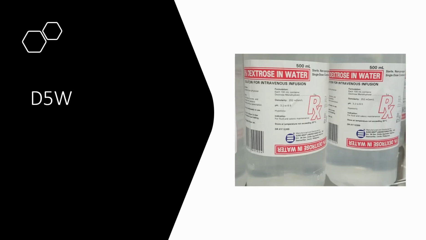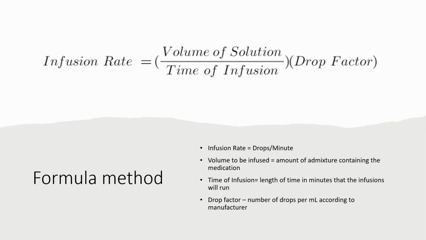Next, you have your D5 water. It's color red. So here is the formula method of computing for our infusion rate. Our infusion rate is the rate at which we are adjusting our IV lines. The infusion rate could be adjusted by the nurse or any medical professional to achieve a specific input of drug towards the body.